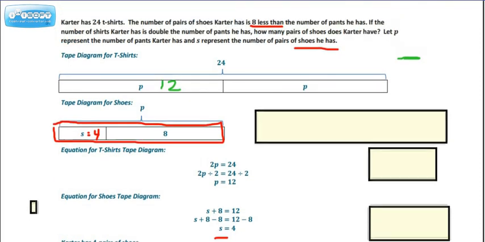Now let's just make sure everything makes sense, because he's got 24 t-shirts. We knew that. The number of pairs of shoes Carter has is 8 less than the number of pants that he has. So if he's got 12 pants and we subtract 8 from that, we get the 4. So that all checks out. If the number of shirts Carter has is double the number of pants he has, and 24 is double what the 12 is, so that checks. Everything makes sense, so we're in good shape with this question.